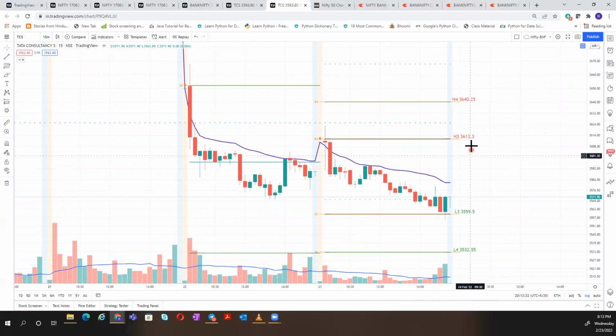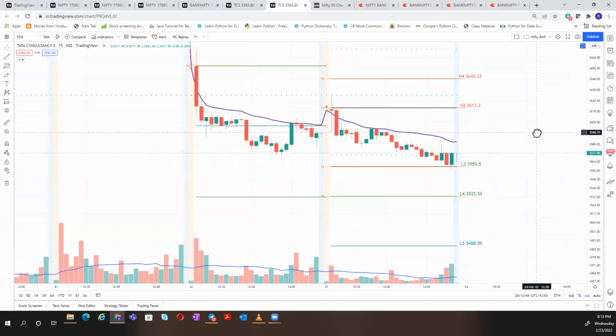Now, Camarilla pivots, what is R3? Selling. What is R4? Selling. Above R4, breakout. S3, buying. S4, buying. Below S4, it is selling. You understood this? So that's the reason they are called leading indicators. Now, beforehand, you know where buying happens, where selling happens.